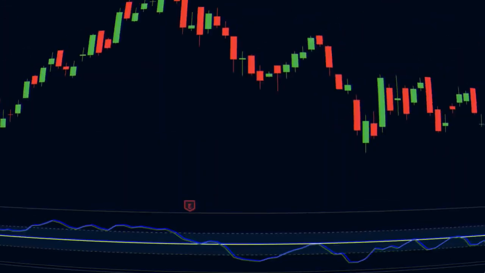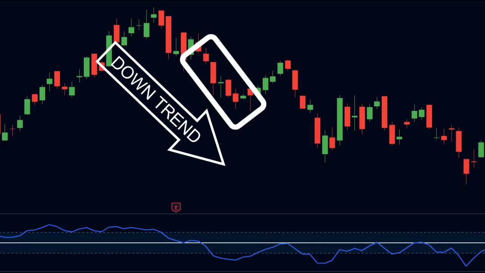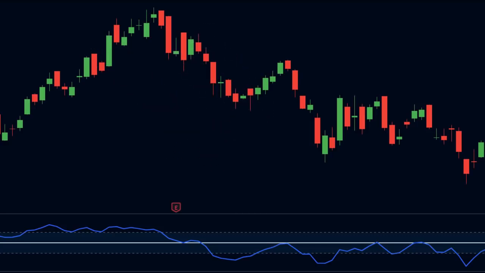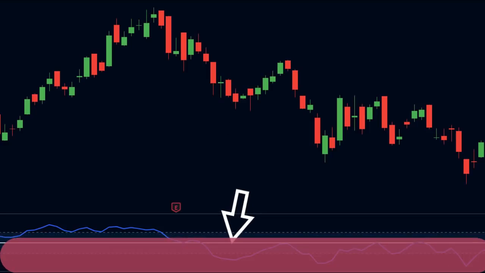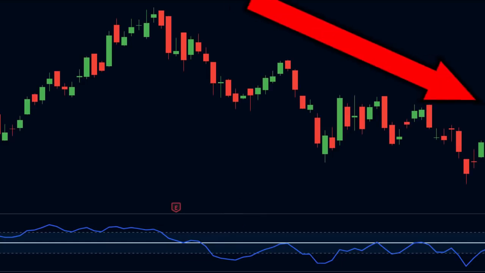Now let's look at an example of a downtrend. On this chart, we see that around these candles we get a signal for a downtrend. This is because the CCI line successfully sustained below the zero line for about 6 to 8 candles. After that, we saw a steady down move that lasted for over a few weeks.